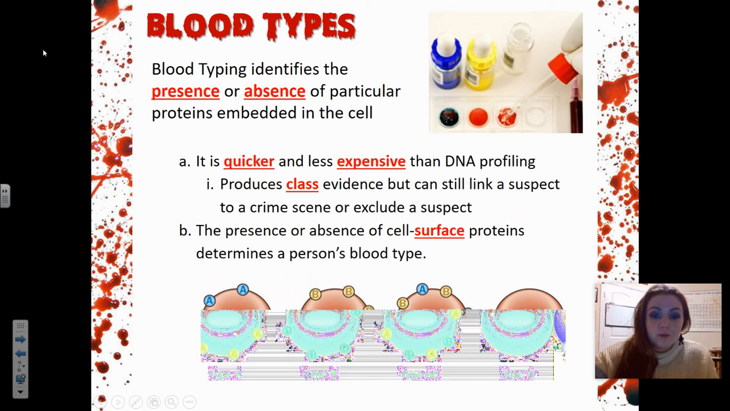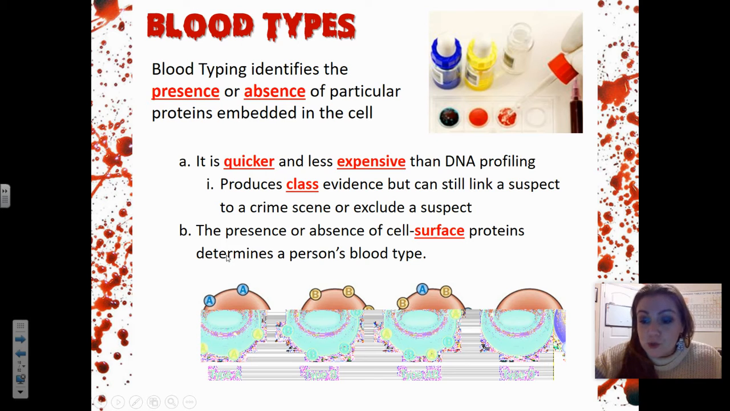Okay, so blood types. We're going to learn about our blood types a little bit more. This is actually a picture of blood typing. It is pretty much as simple as this looks. You put the blood in 4 different trays, and you put the right kind of antibodies in them. If they react, they have that antigen in them. So, blood typing identifies the presence or absence of a particular protein embedded in the cell.